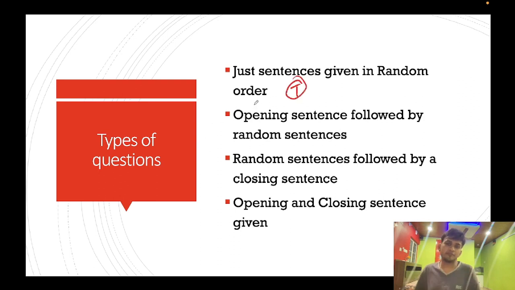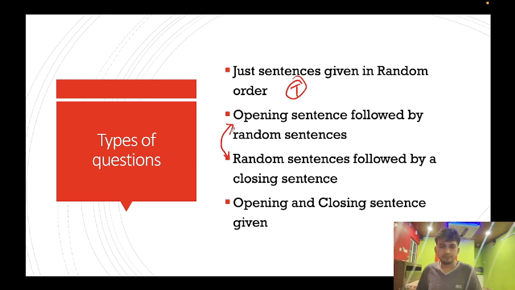Now, the second type of questions are where you're given an opening sentence followed by a set of random sentences. So here you have a starting point to begin with. So you know what the context is, right? This could be easier for you. Similarly, there will be a random set of sentences followed by a closing sentence. There you know how this paragraph is ending. So you can logically arrange these sentences in such a flow that the particular paragraph ends in a particular manner, right?